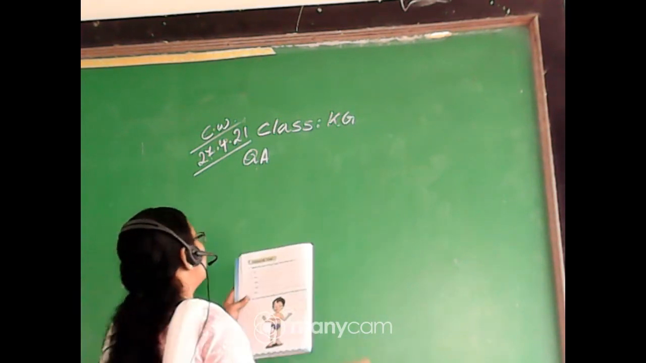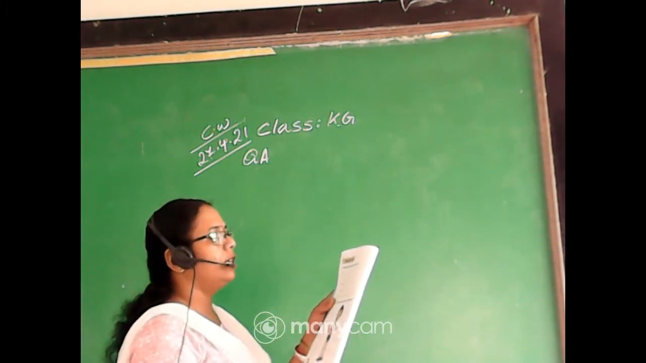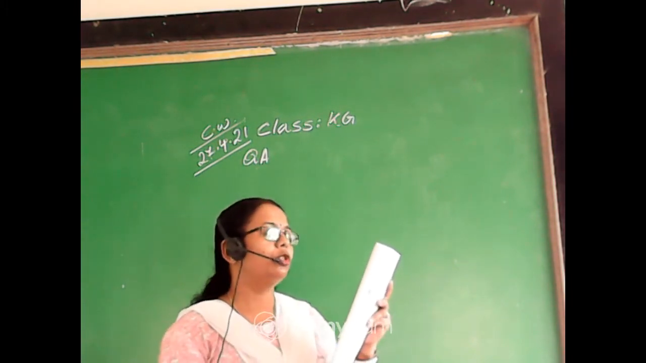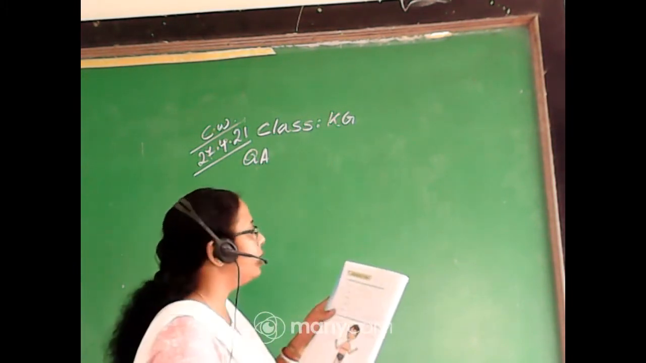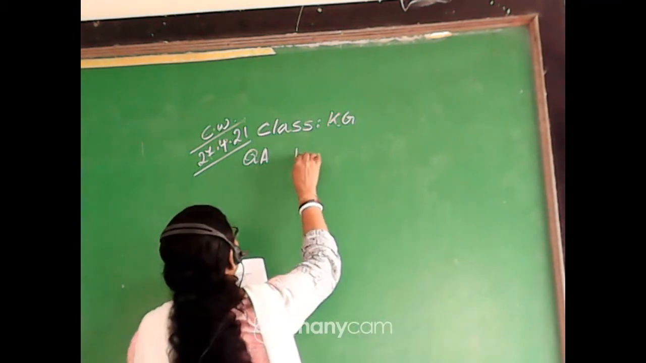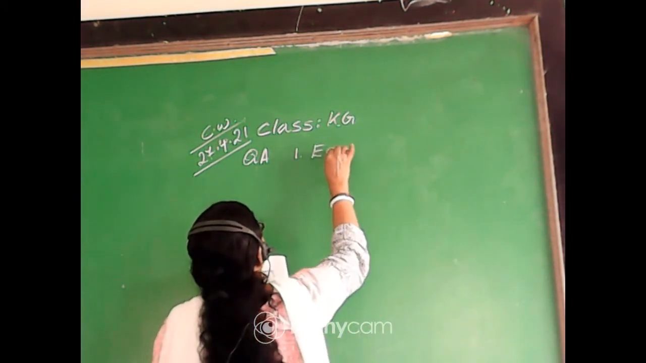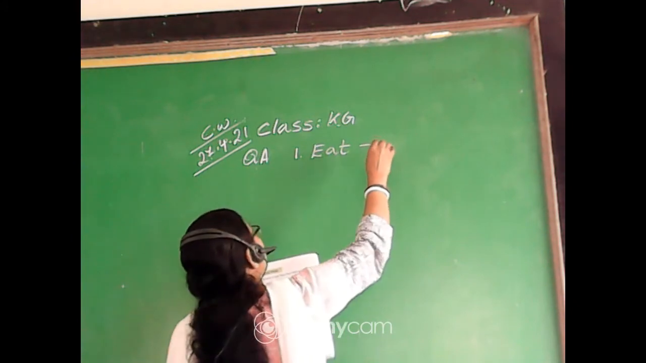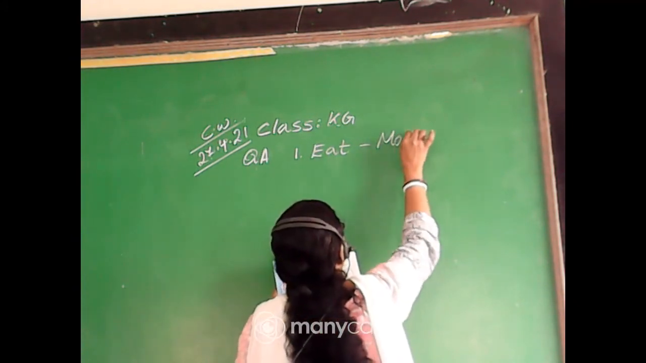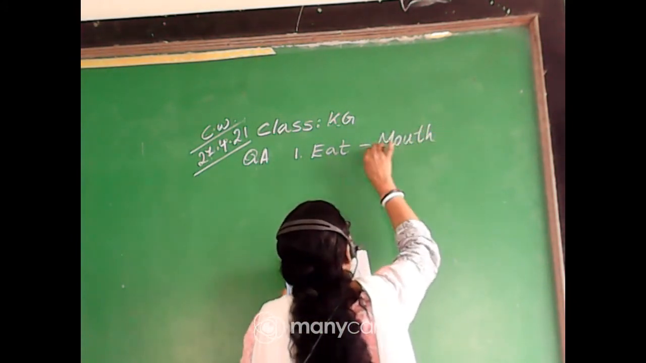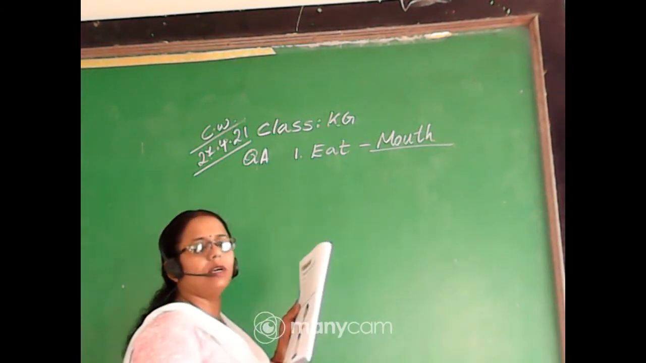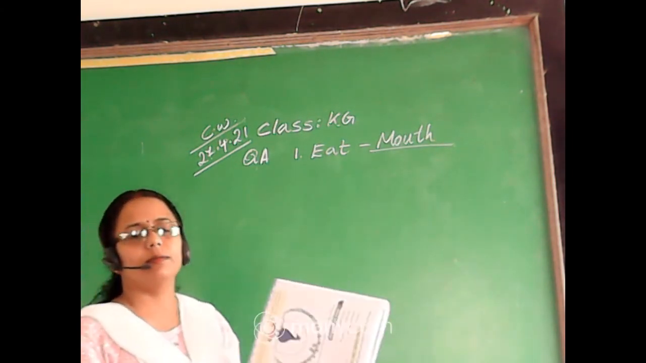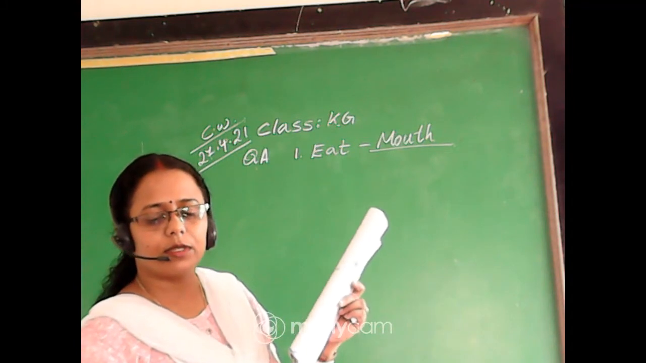So here comes, name the parts of your body that help you to. The first one is eat. Number one is eat. So mouth helps us to eat.